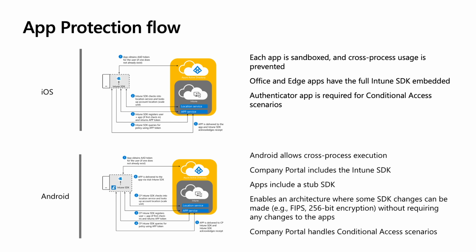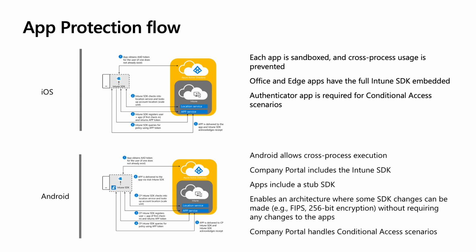So as an example, the Outlook app cannot execute code that's contained within the Authenticator app because iOS does not allow what we refer to as cross-process execution. The apps have to run all of these actions independently of one another, or they have to transfer that action to another app. What this means is that we have to embed the Intune SDK into each and every app on iOS. The Android platform is different than iOS.